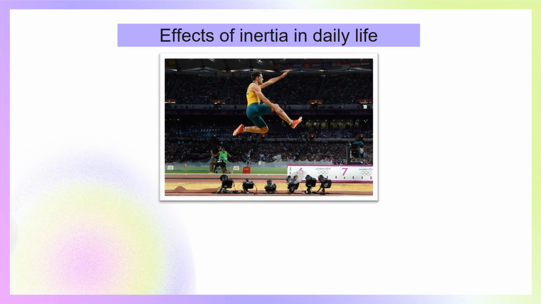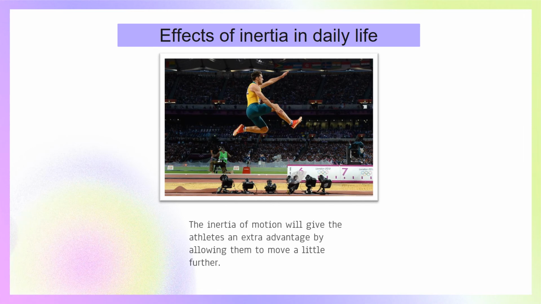The next example is long jump. In the long jump, an athlete has to jump the longest distance possible. The inertia of motion will give the athletes an extra advantage by allowing them to move a little further. To take this advantage, the athletes come running before taking the jump.